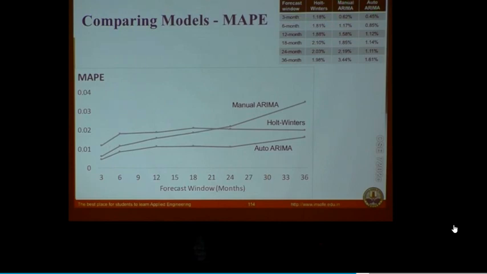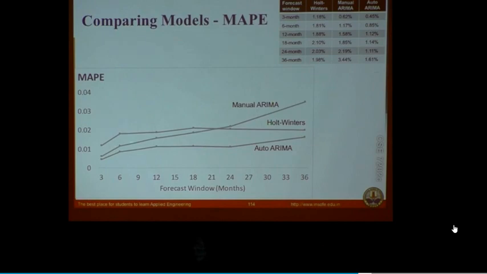And I am trying to see, I have done a forecast for 36 months. I am looking at the performance over a 3-month forecast, 6-month forecast, 1 year, 1.5 years, 2 years, and 3 years. Okay? I have plotted the same data here also. Auto ARIMA, by far the best. It has done the best. From 3 months all the way out, the mean absolute percentage error is the lowest.